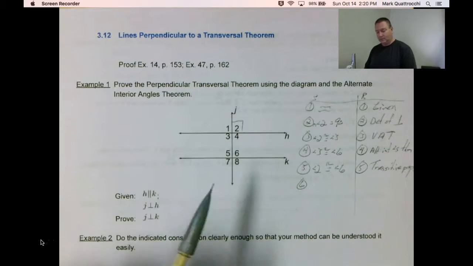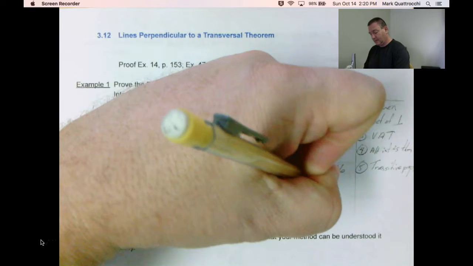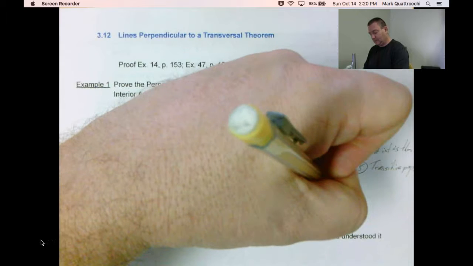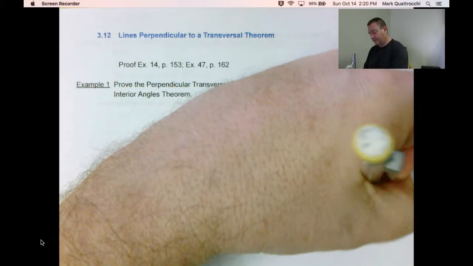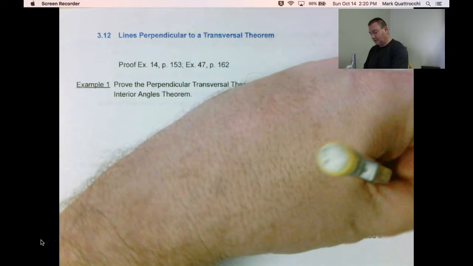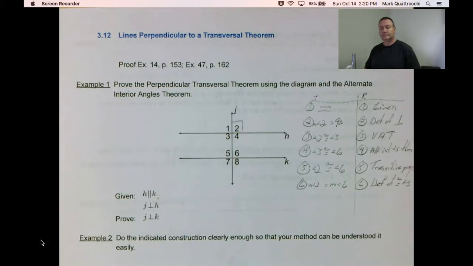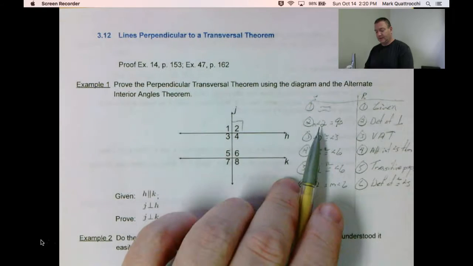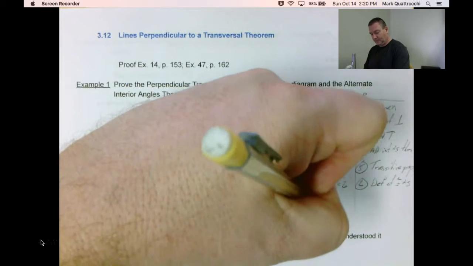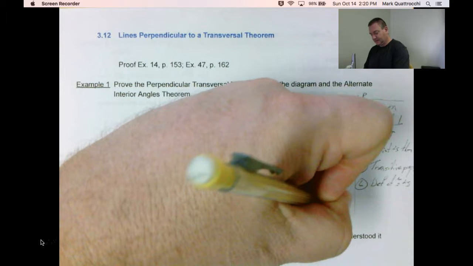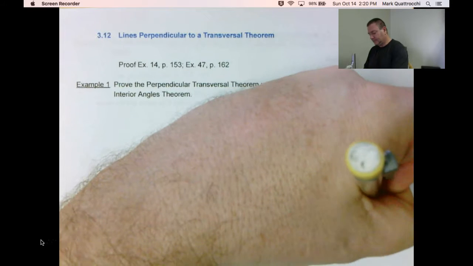So angle 2 is congruent to angle 6, therefore the measure of angle 2 is equal to the measure of angle 6. How do I know that? Definition of congruent angles. I know what the measure of angle 2 is. So the measure of angle 6 equals 90 degrees. Substitution property.